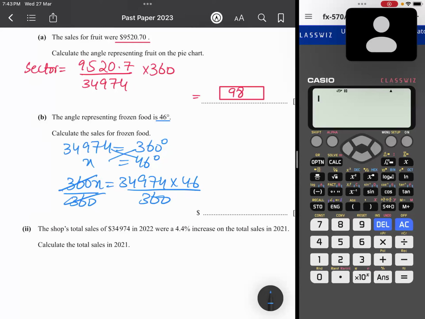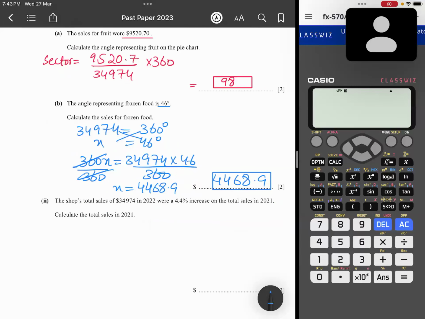So tell me what is the answer for x, and x would be the sale of what? It would be the sale of frozen foods. 4468.9. Double four, 68.9. Okay, so 4468.9 is the answer.